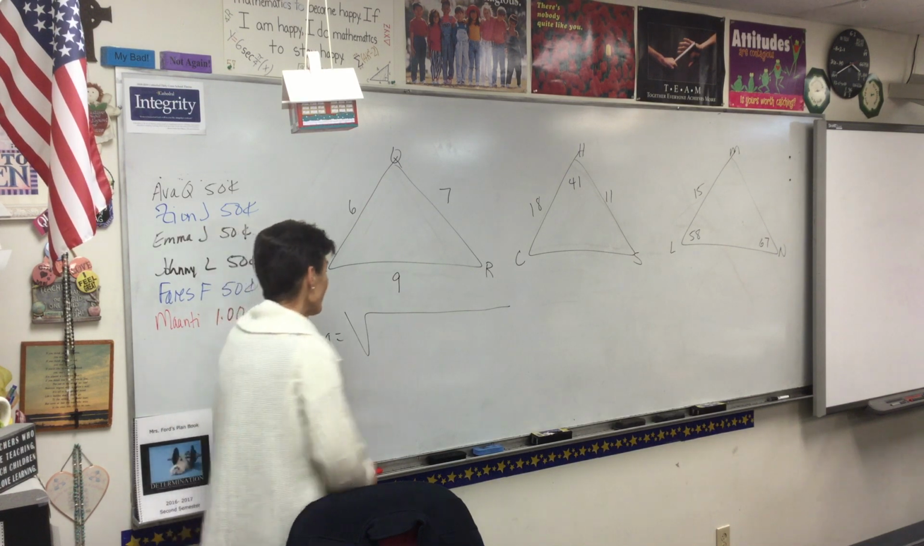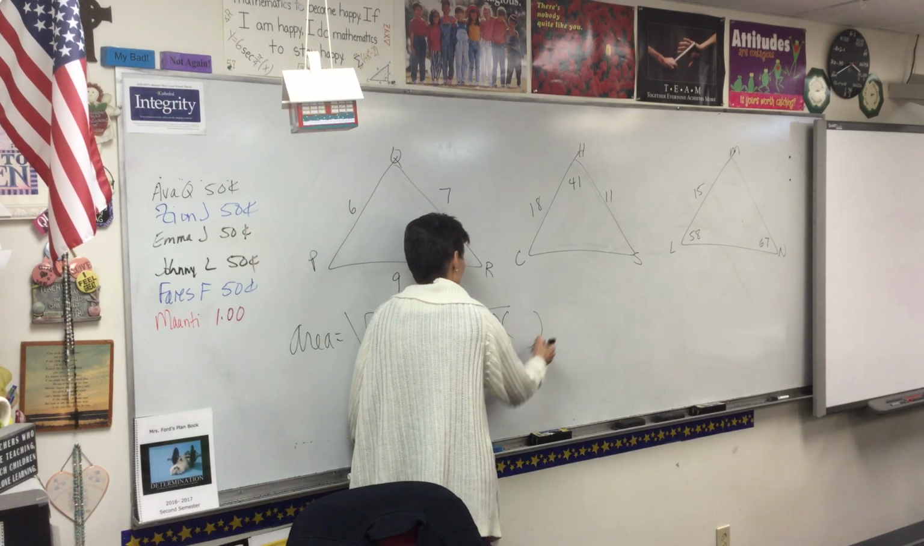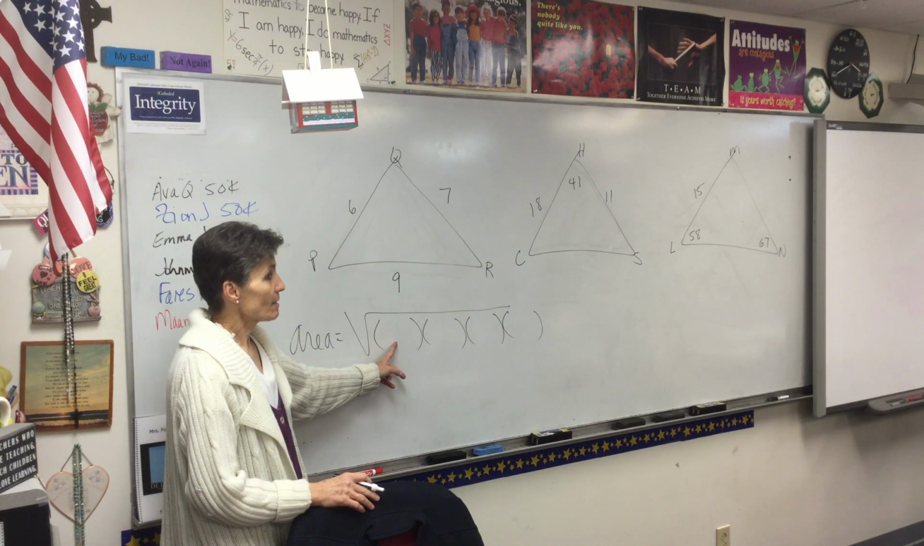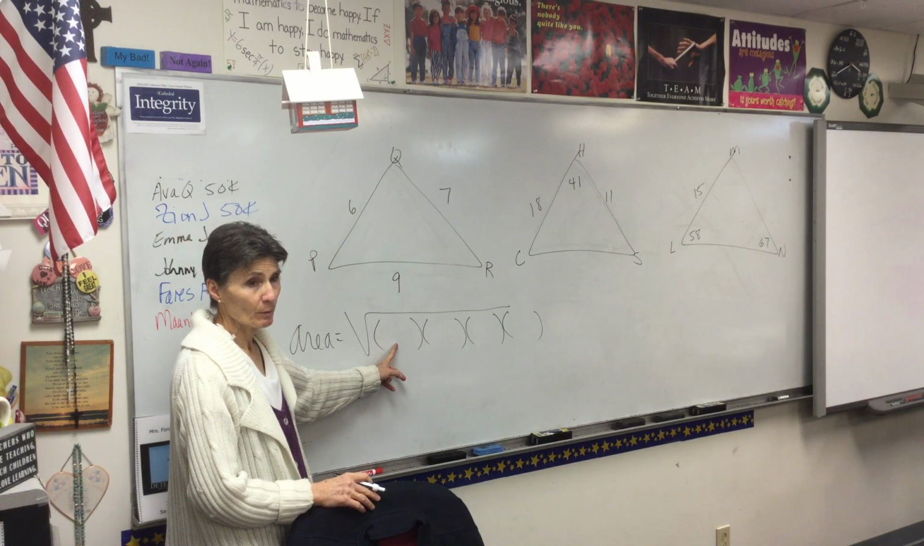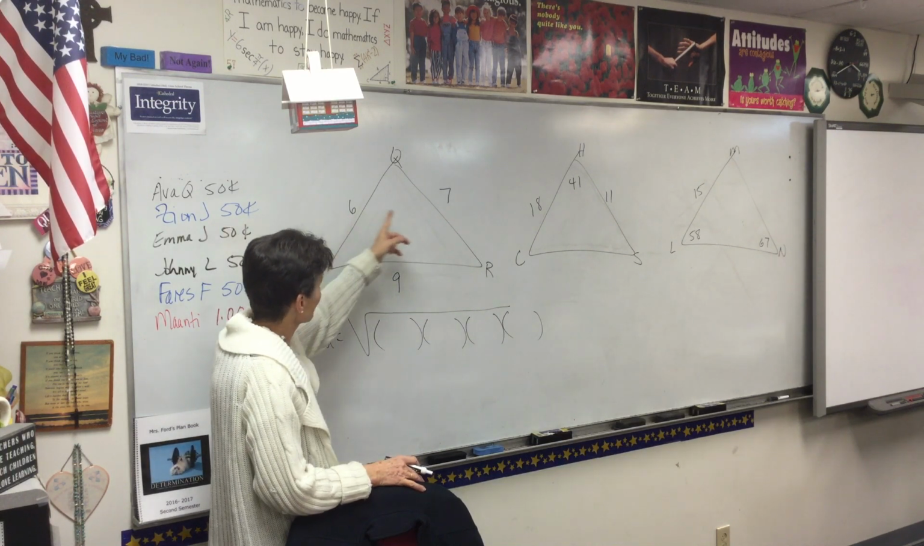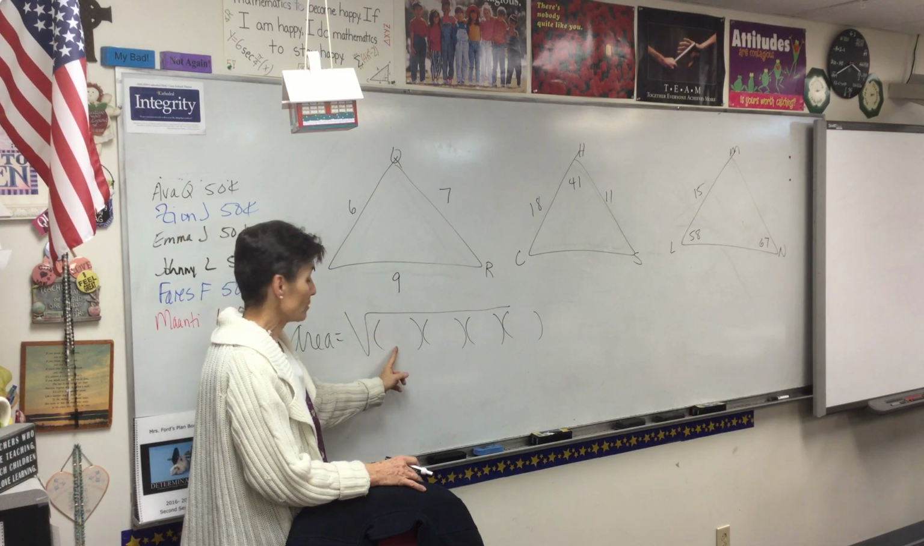All right, do you remember how many numbers go under the radical? 4. You remember what those 4 numbers are? What's the first one? This is important. The semi-perimeter. That's half the perimeter. So what is your perimeter? Add these up. 22? Yes.